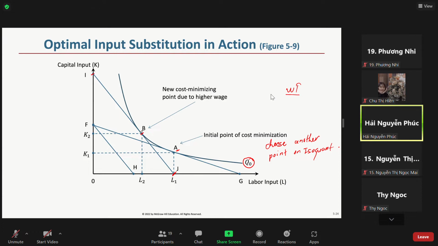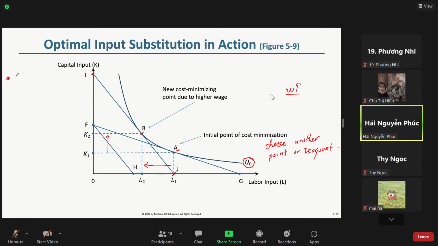If you compare point A with point B, you can easily observe the following. The firms should reduce the quantity of labor input and increase the quantity of capital input: reduce L and offset by increasing K. So once again, if we apply this concept, we can explain the following phenomenon.